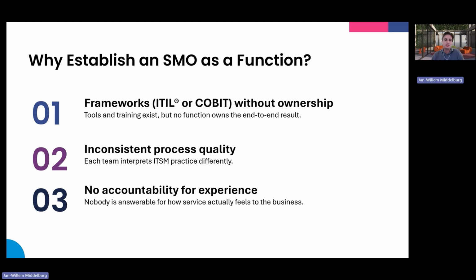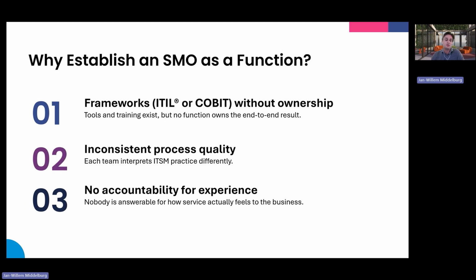A second key objective is then to establish processes and improve process quality over time across different vendors and across different functions. Most organizations piece together different services and solutions and then deliver that as a service to the rest of the organization.